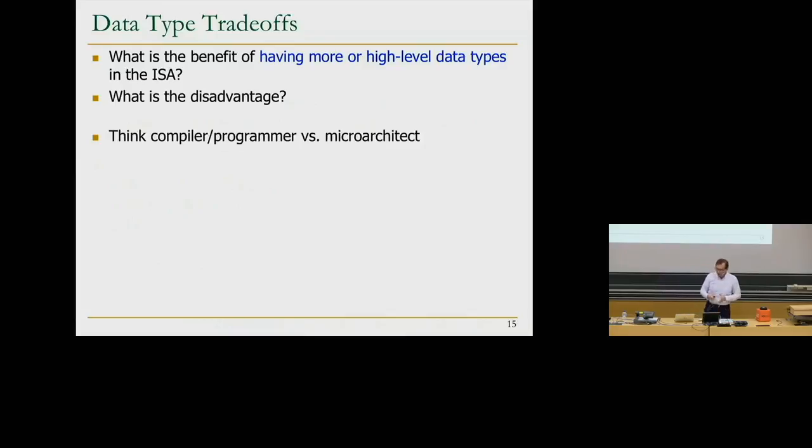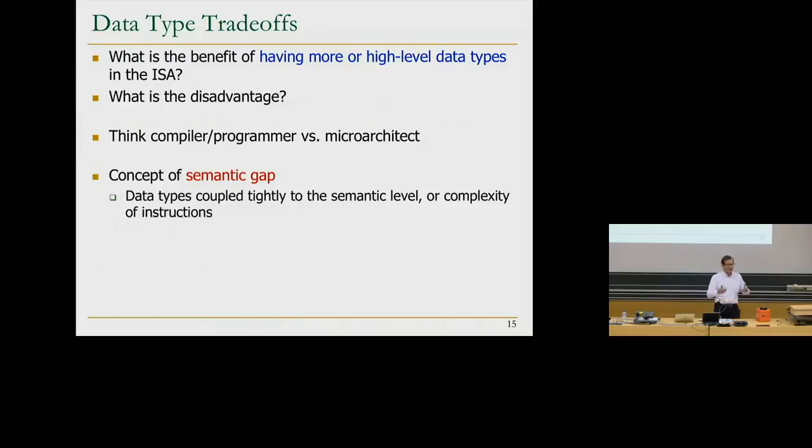Basically, think compiler versus programmer. I think of the compiler and the programmer the same, because they both generate code in the end. One is automated, one is human, or maybe some robot, versus the microarchitect. The microarchitect is designing the hardware, right? And this leads to the concept of semantic gap. If you have data types that are very high level at the programmer level, then you have little gap between the programming language and the instruction set architecture.